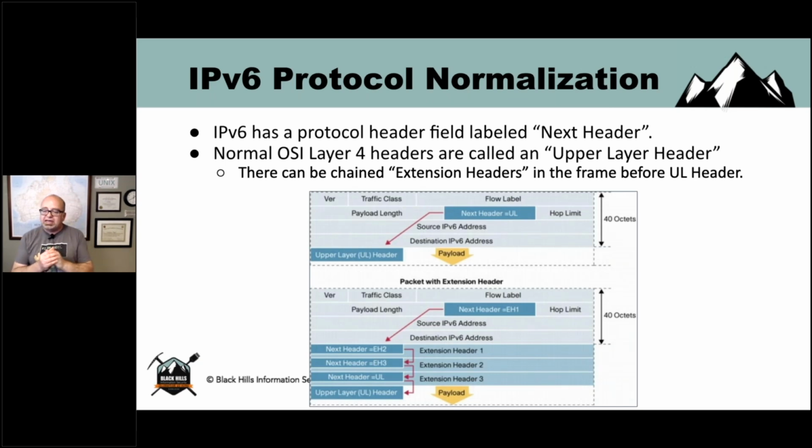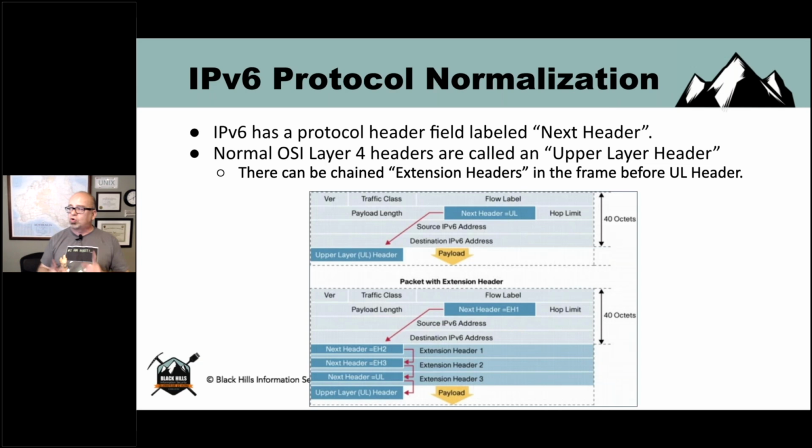Now, one of the really difficult areas in IPv6 is protocol normalization. Some of you might know that IPv6 has a protocol header field called next header. Most of you are probably thinking, if I've got an IPv6 frame, then the next header is obviously going to be my layer 4 header. It's going to be my TCP header or my UDP header. And you would be right, sort of.